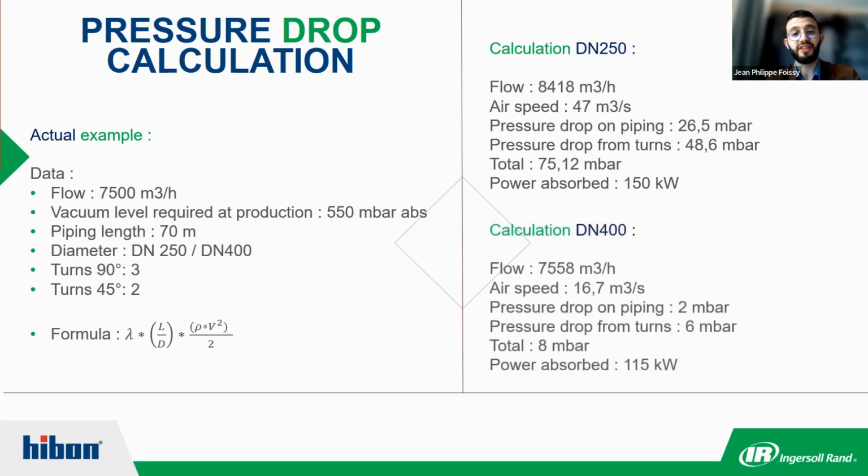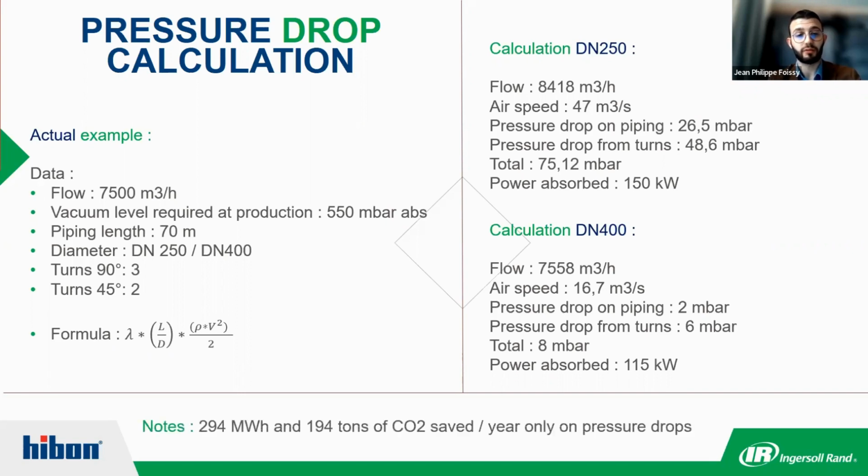If we go now on the DN400, we have a slight difference with the requested flow initially, because we have a pressure drop that is 8 millibar, so much more interesting. And the airspeed is 16.7 meters per second, and the power absorbed is 115 kilowatts. So you can see that for the same machine, for the same job, just by changing the diameter, we have a big impact on the power consumption.